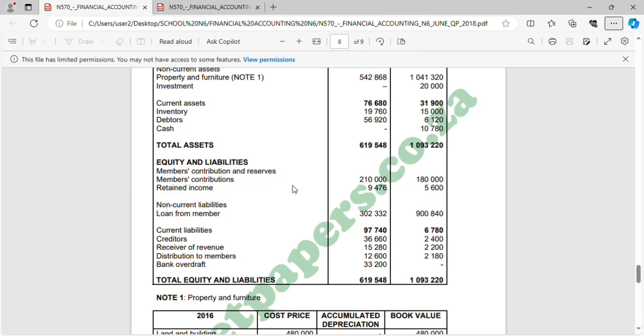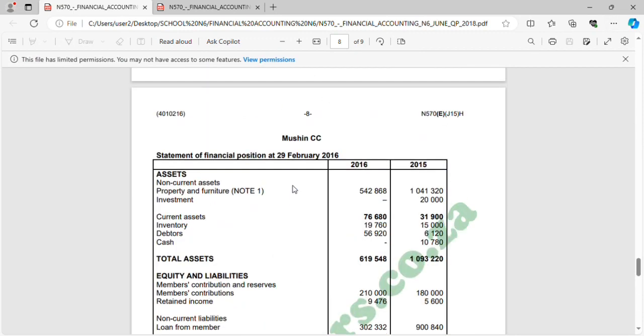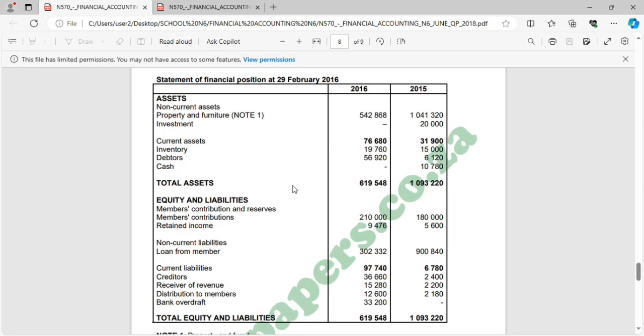So here we have the statement of financial position for the year ended. Under the current assets, that's where we're going to find the changes in debtors. Looking at our statement of financial position, we have the previous year and the current year. So we're going to check the debtors control amounts for the previous year and the current year. The debtors control for the previous year is 6,120 and the current year is 56,920.